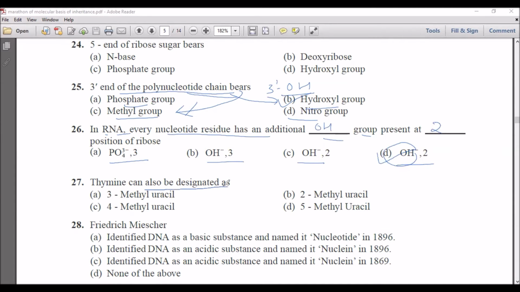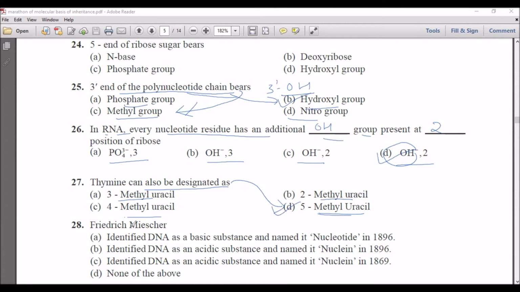Thymine can also be designated as 3-methyl-uracil, 2-methyl-uracil, 4-methyl-uracil, and 5-methyl-uracil. Now we know that thymine can be designated as 5-methyl-uracil. So D is the correct answer.